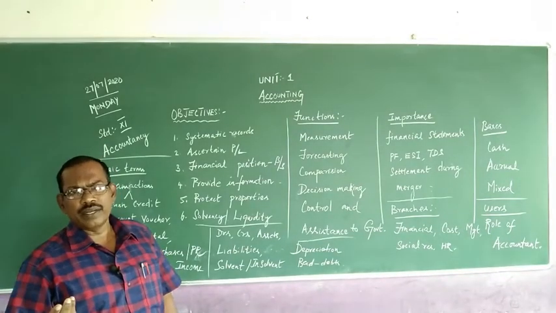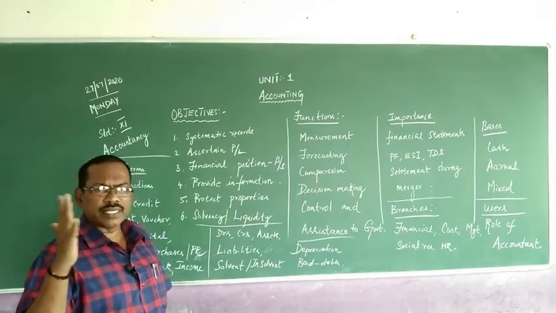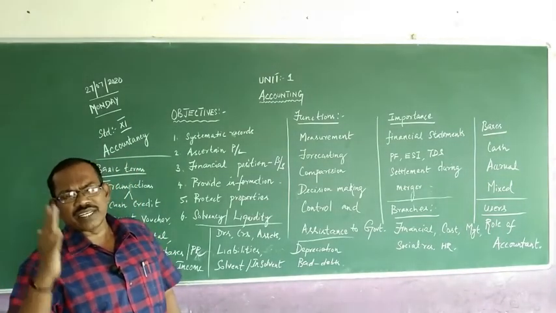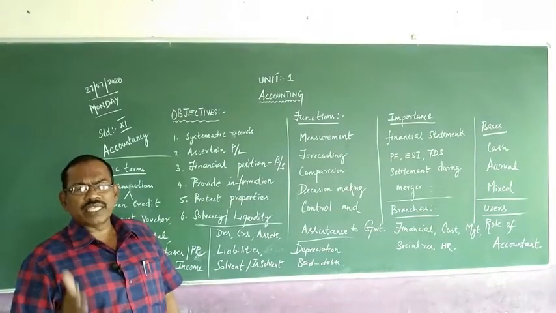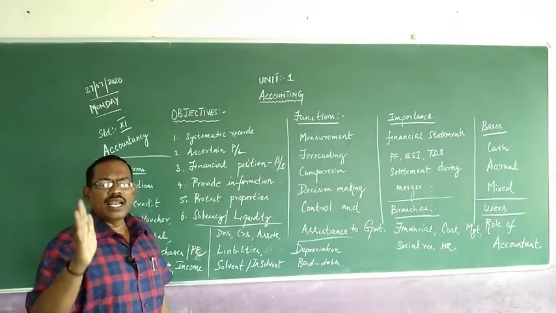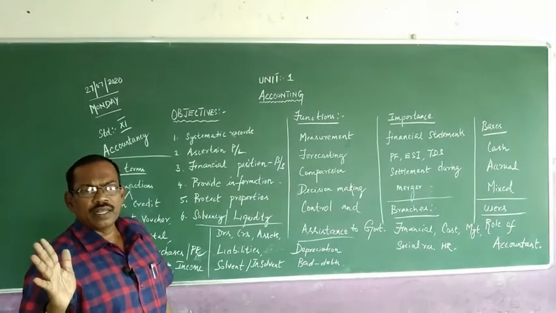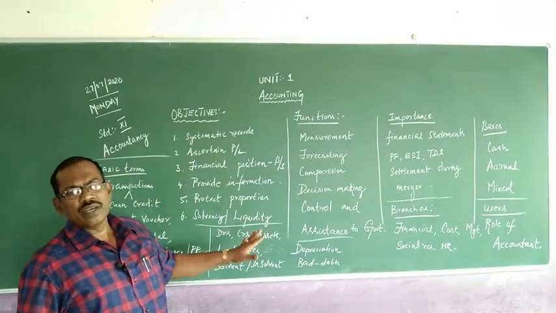Jewelry is highly liquid. So what do you mean by liquid assets? Liquid assets are those assets which can be converted into cash very easily. That is the meaning of liquid assets. These are all the objectives of accounting.